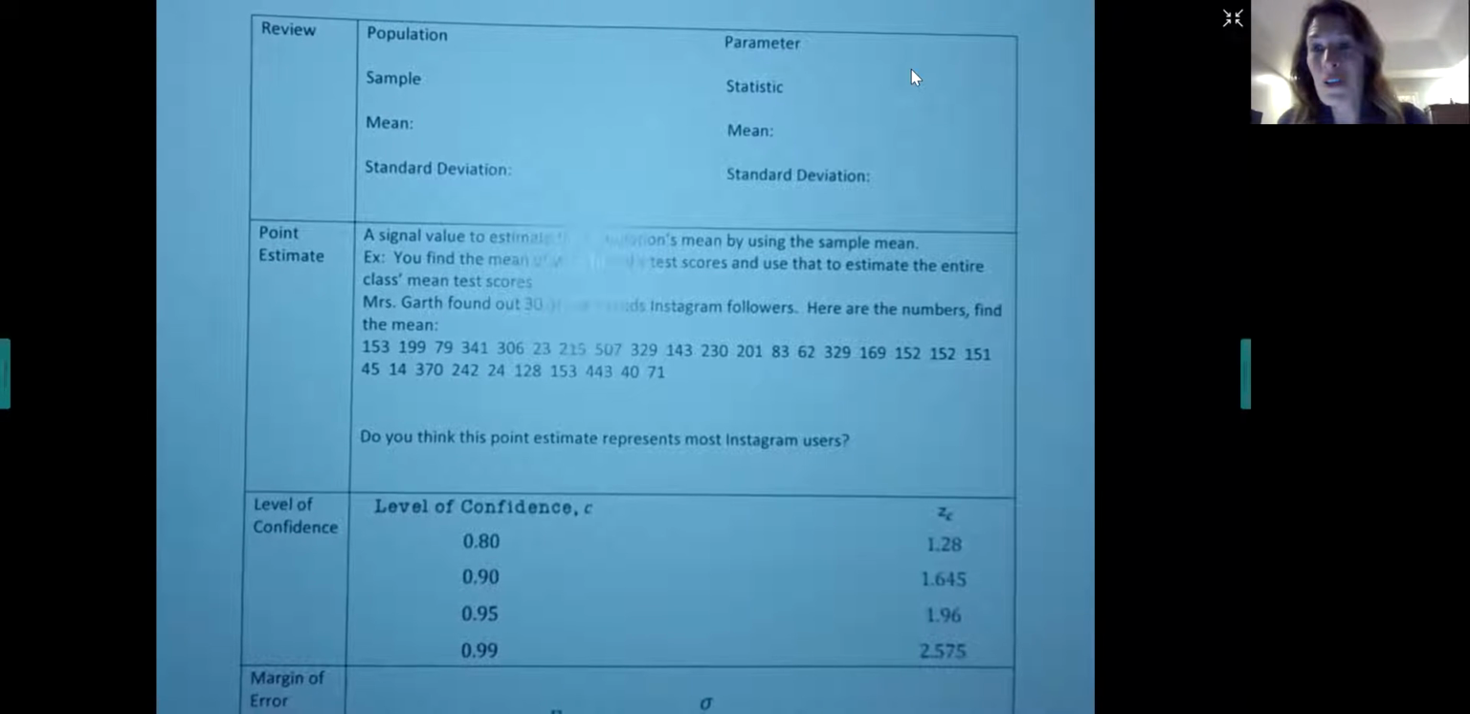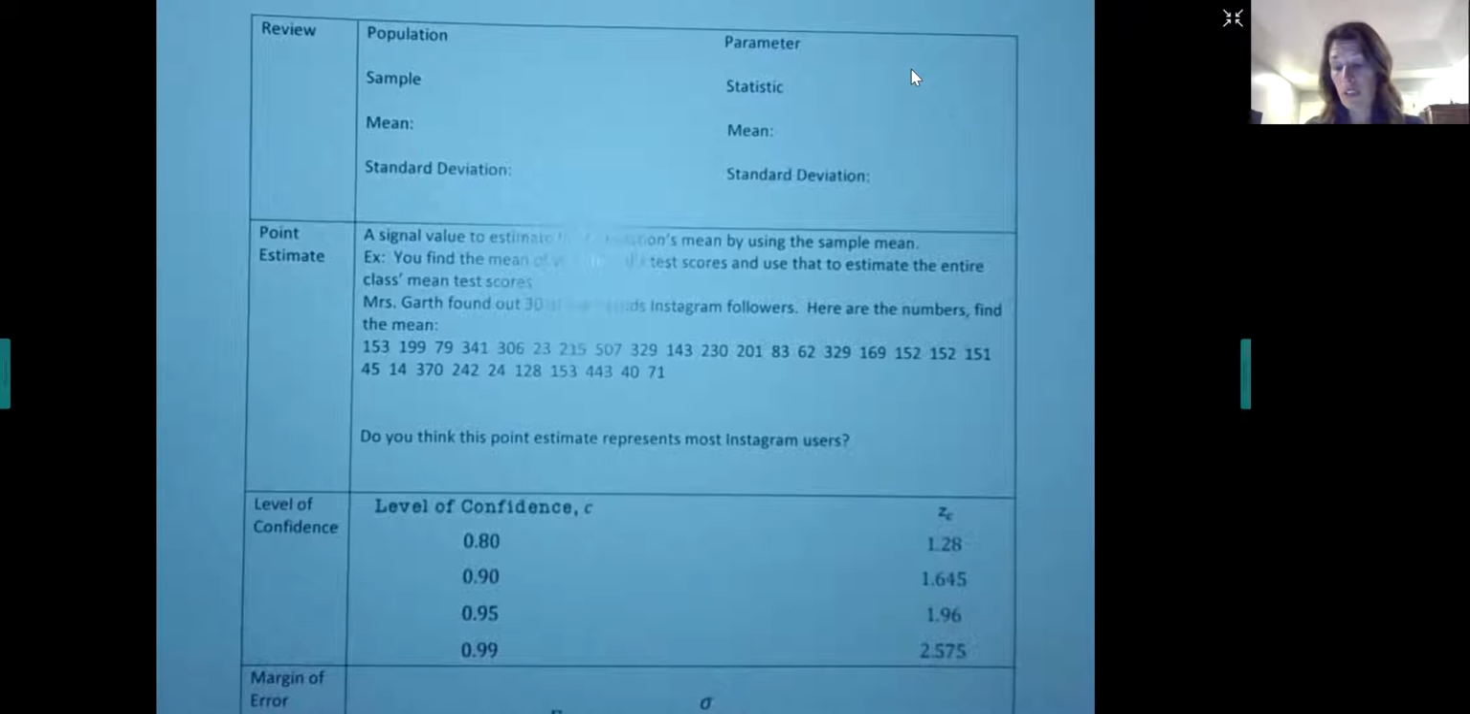Hey guys, you should have just finished your activity and hopefully you have a little bit of an idea of what a point estimate is and what your margin of, or not your margin of error, but your confidence interval are. Today, we're going to only work on margin of error, confidence interval. Tomorrow, we're going to work on level of confidence. But before we do that, we have to review.